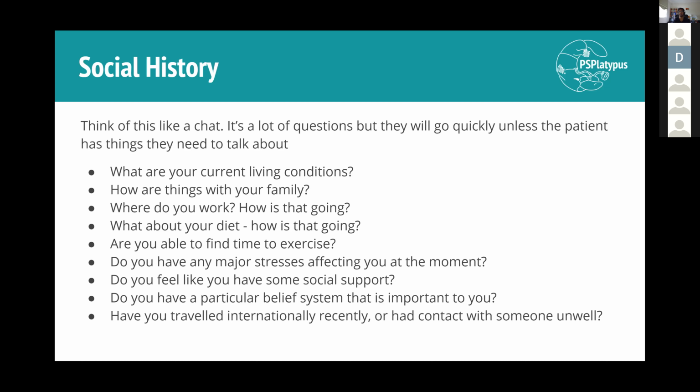Social support, that's sort of the other side of stress. Do they have people to help them through it? Belief system important to them. This is obviously not super relevant to the main history, but it can be important to things like palliative care if we decide we need to do that sort of thing. And this one, especially recently, I'm sure you understand the implications. Have you traveled internationally recently or had contact with someone who's unwell? Even in non-COVID times, we'd ask about this for various other diseases.